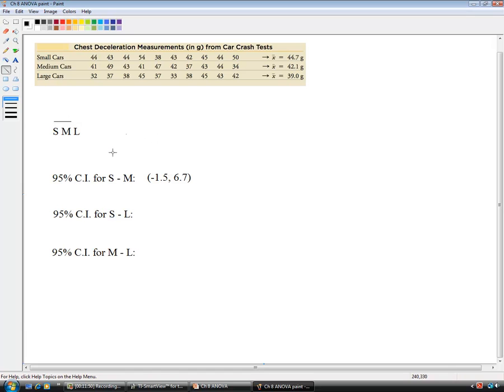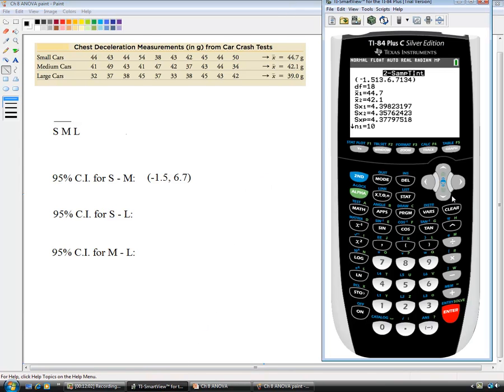Now that line indicates that these two things are statistically similar, so we can't really tell a difference between the two. I understand that they had a different mean, but those means were close enough to be considered the same. We're going to do the same thing, this time list 1 and list 3. That's the only thing I'm going to change, list 1 and list 3, so it's small minus large. And this confidence interval goes from 1.5 to 9.9.